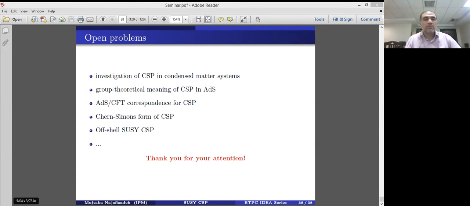Massless higher spins are not interacting in flat space, but they are interacting in AdS space. So in AdS space, you have a lambda, which has a dimension of mass. Here, in the CSP case, you have a mu, which has a dimension of mass. It plays a role like lambda.